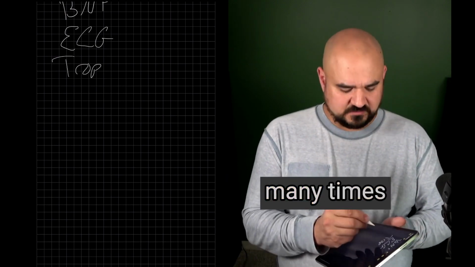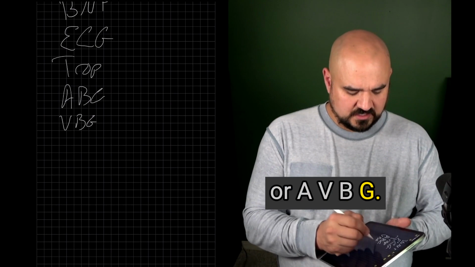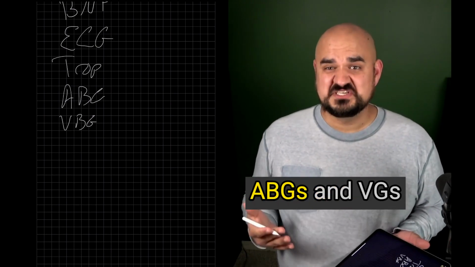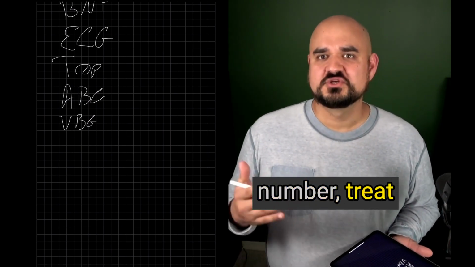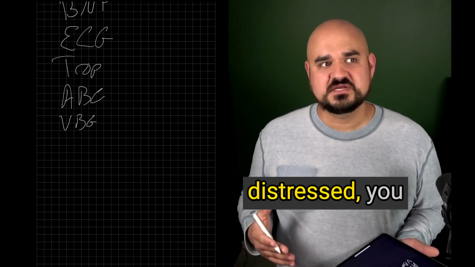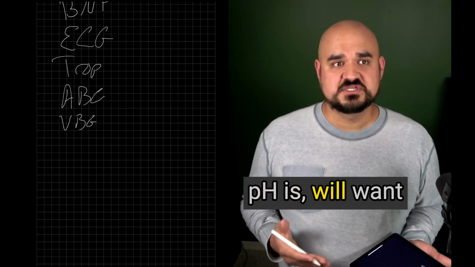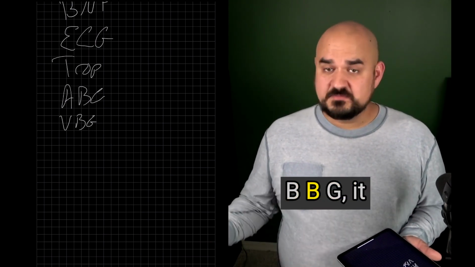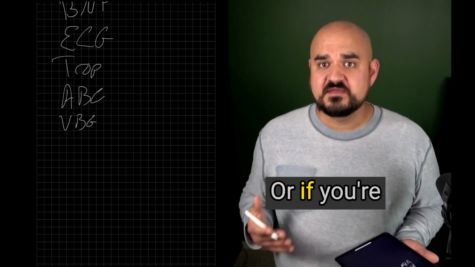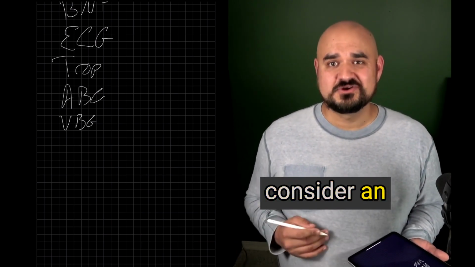The other thing that's considered many times is an ABG or a VBG. The trap you can fall into with ABGs and VBGs is don't treat the number, treat the patient. If they're distressed, resuscitate them. If they're not distressed, you have some time to work with. But your consultants will want to know what the pH is, will want to know what the PCO2 is. VBG, it correlates quite well, or if you're having trouble picking up a pulse ox and you want to know that oxygenation information, consider an ABG as well.